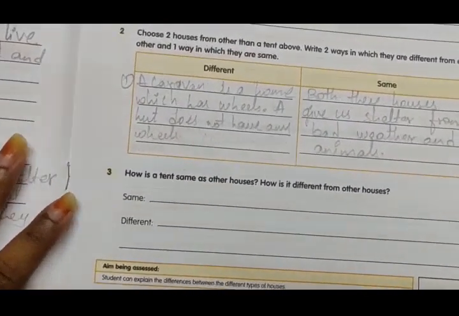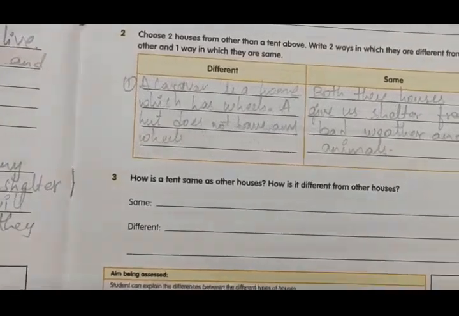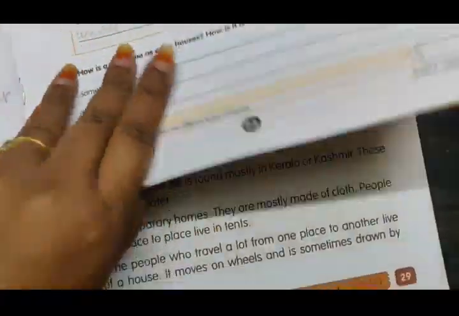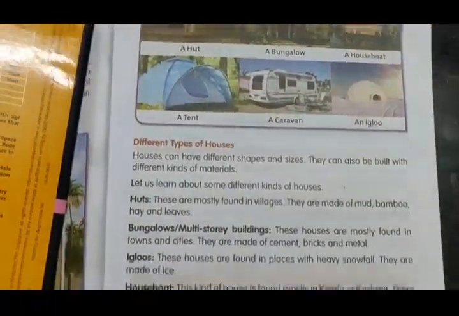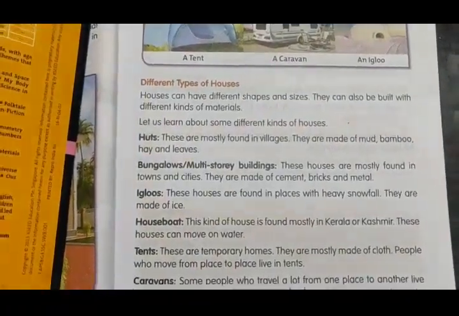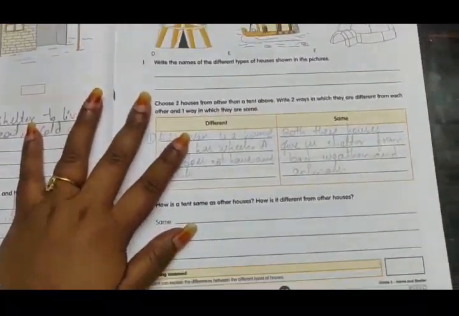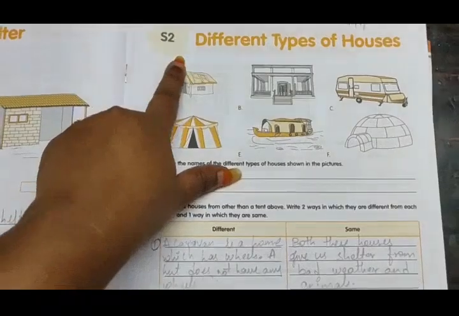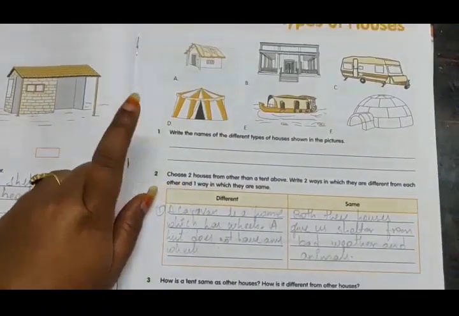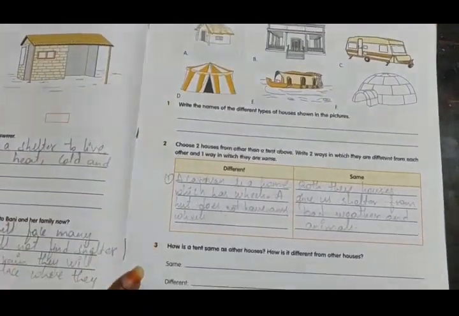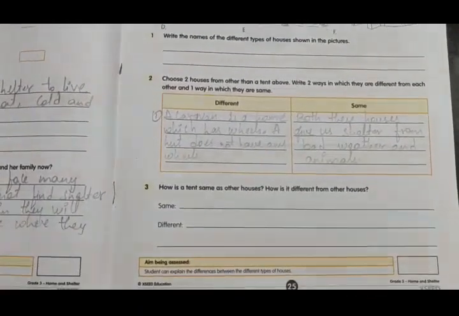Okay, now read page number 29 once again. Your homework is to read page number 29, these different types of houses once again, and complete your workbook page number 25, that is S2. Yes, write down first bit, second bit and third bit. This is your homework, children.